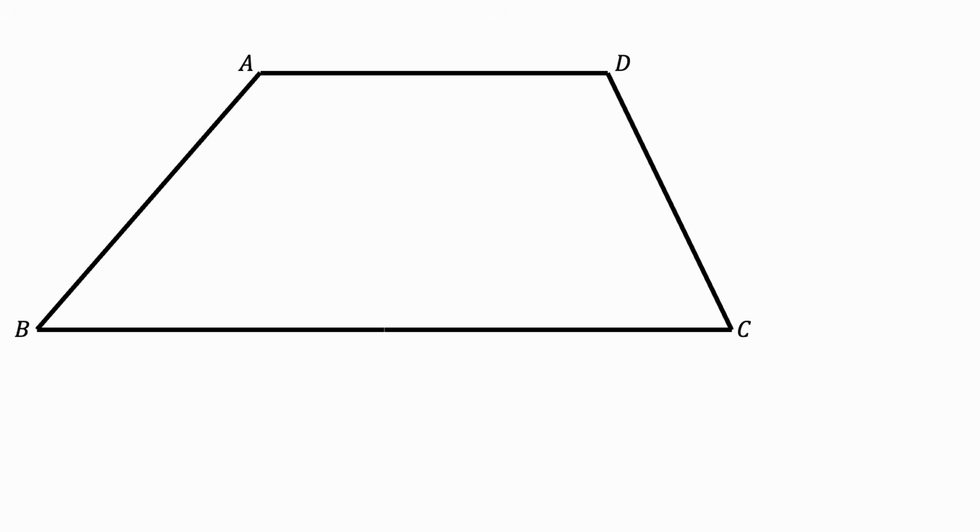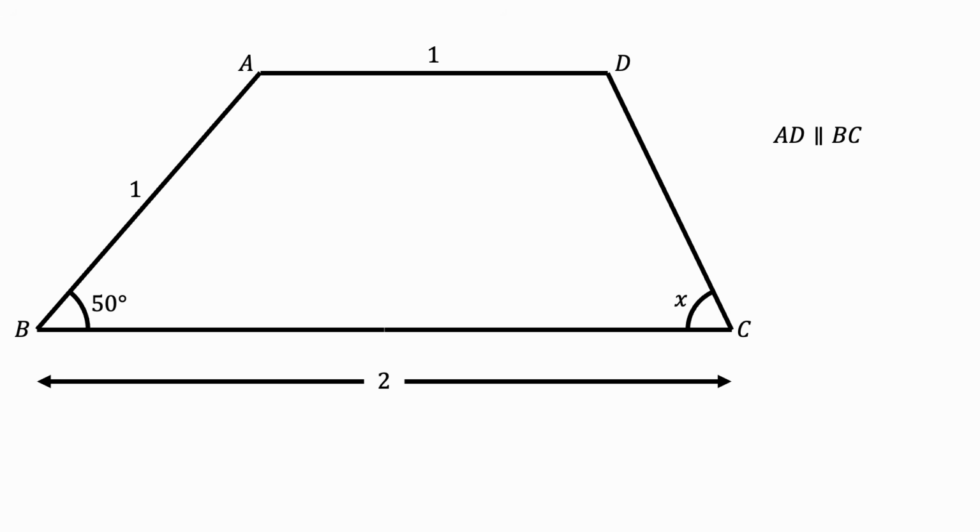In this video, we want to solve the following problem. In trapezium ABCD, AD is parallel to BC. Given angle ABC equals 50 degrees, angle BCD equals x, AD equals 1, AB equals 1, and BC equals 2, the goal is to find x.